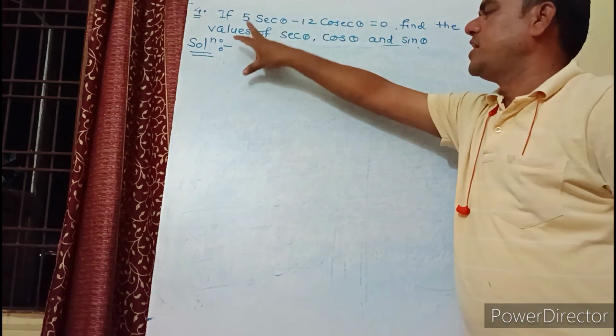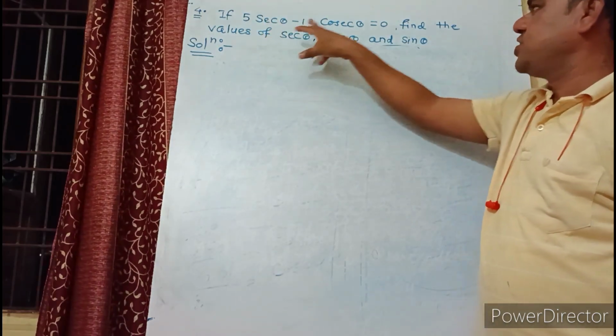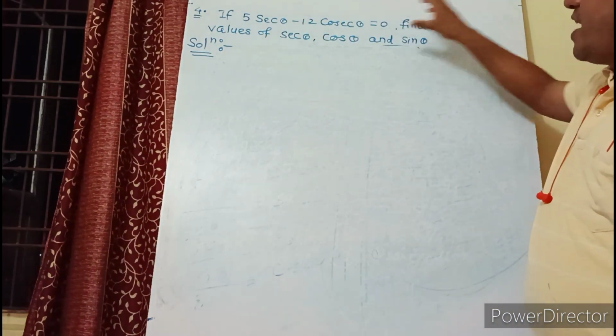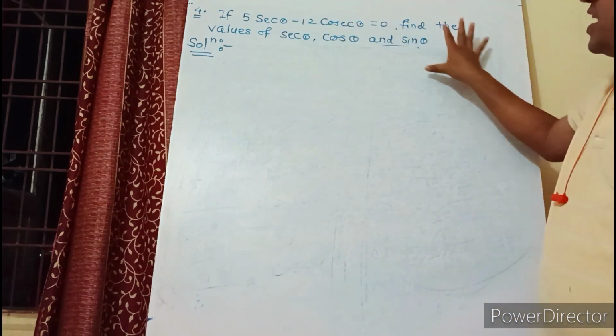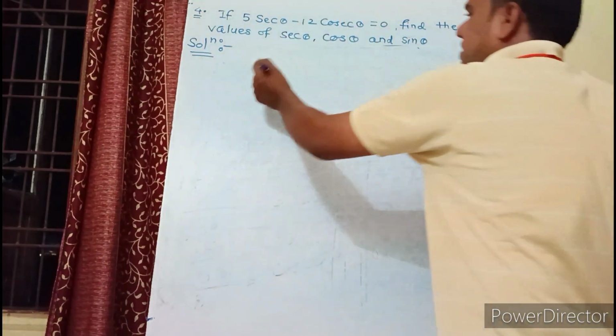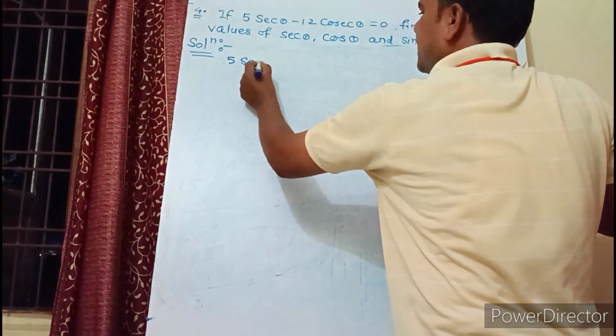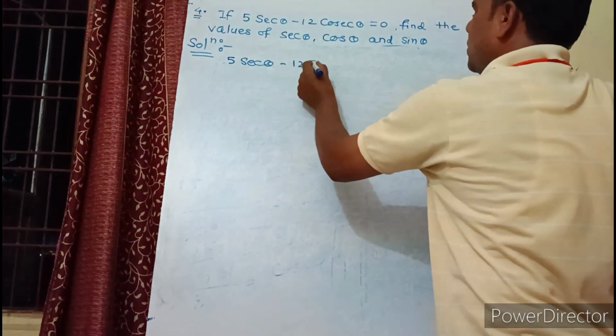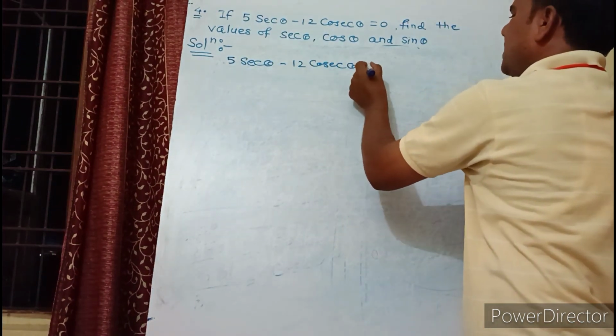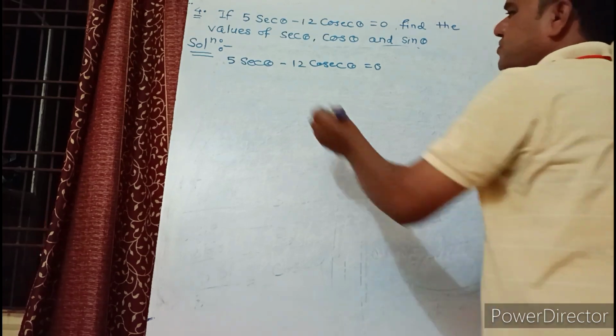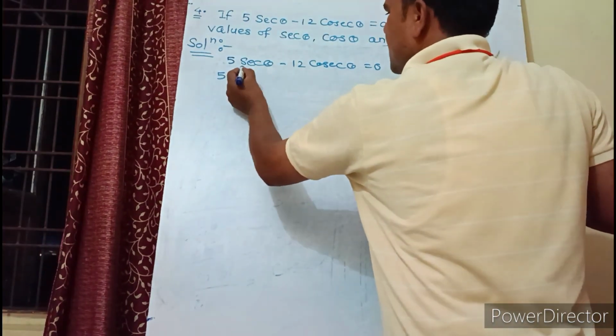Now coming to question number 4, that is: if 5 sec theta minus 12 cosec theta is equal to 0, find the values of sec theta, cos theta and sin theta. Now here an equation is given, that is 5 sec theta minus 12 cosec theta is equal to 0. Now this will be 5 as it is, sec theta.